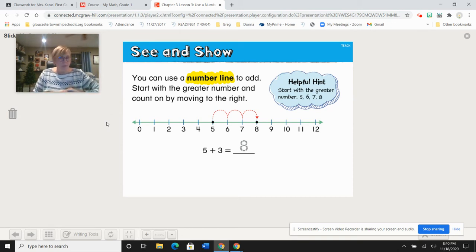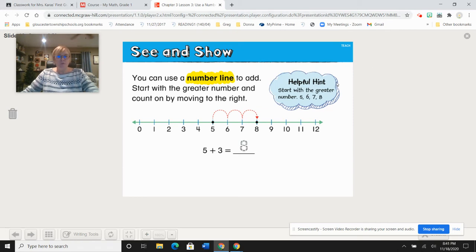We will not be using them in first grade, but I just like to let you know that when you're older, you will learn about negative numbers, and it's really kind of cool. But we're going to just do positive, what they call positive numbers, okay? So you can use a number line to add. Start with the greater number and count on by moving to the right.